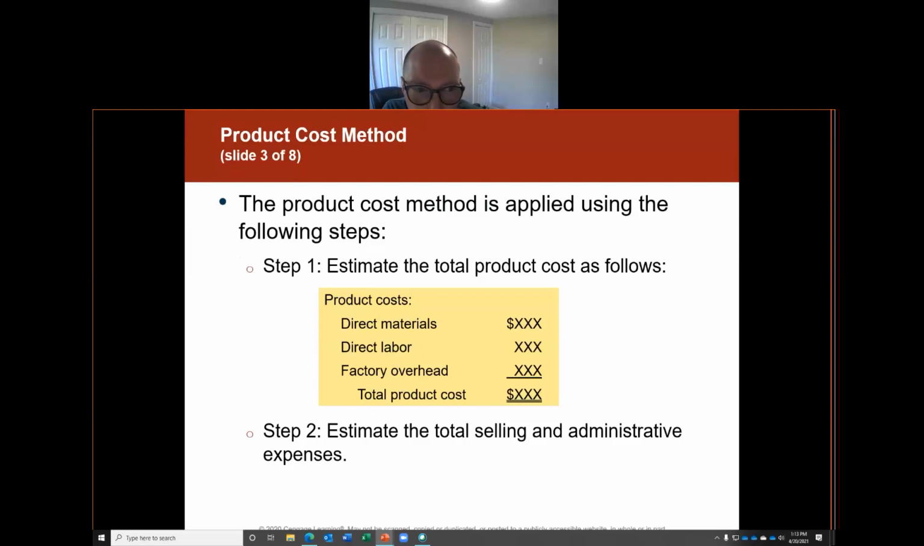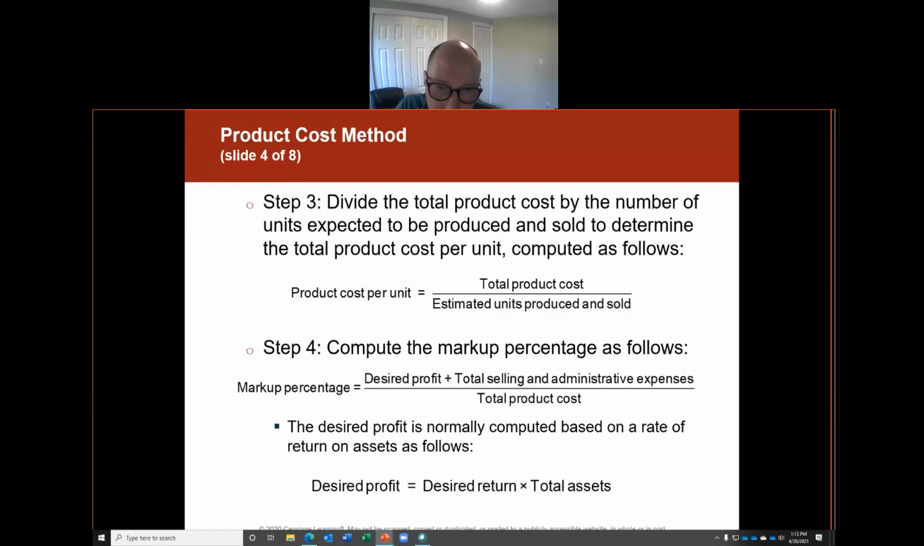So how do we apply the cost plus method? It takes a few steps. Step 1, find the product cost: direct materials, direct labor, factory overhead is the total cost of each individual unit. Step 2, we estimate our selling administrative expenses. Step 3, we divide the total product cost by the estimated units of production and sold. That gets us our product cost per unit.